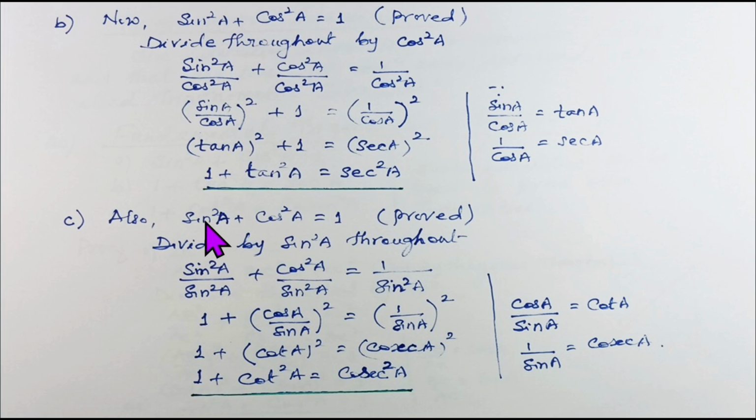Now let us go further. Sin square A plus cos square A is equal to 1. Divide throughout by sin square A. We get sin square A by sin square A, cos square A by sin square A, and 1 upon sin square A. Sin square A by sin square A is 1. Cos square A by sin square A will be (cos A by sin A) whole raised to square, and (1 upon sin A) whole raised to square. Now cos A by sin A is cot A, and 1 by sin A is cosec A. Therefore 1 plus cot square A is equal to cosec square A. So this is how we prove the three fundamental identities in trigonometry, very useful in proving other trigonometric identities and calculations.